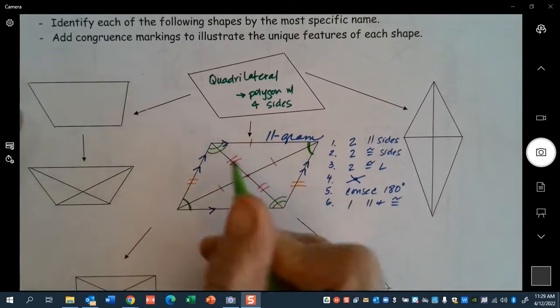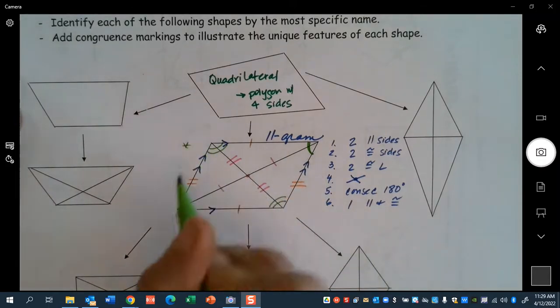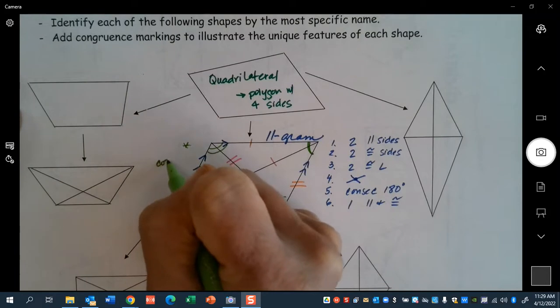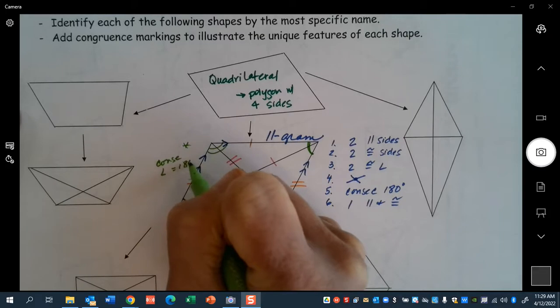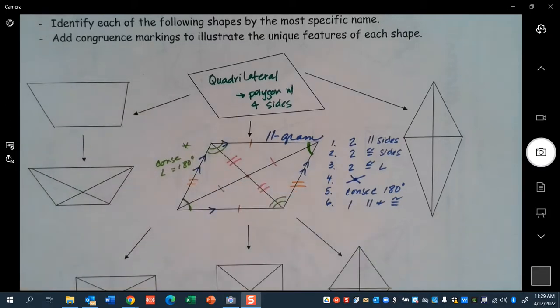So I might want to make sure that I make a note of consecutive angles are supplementary by adding to 180 degrees. And it has to happen in both directions. So this angle is consecutive with this one and this one. This angle is consecutive with this one and this one. So it has to happen both times, and that's what rules out trapezoids a lot of times.